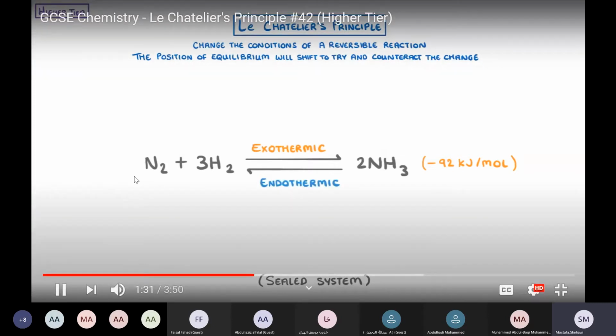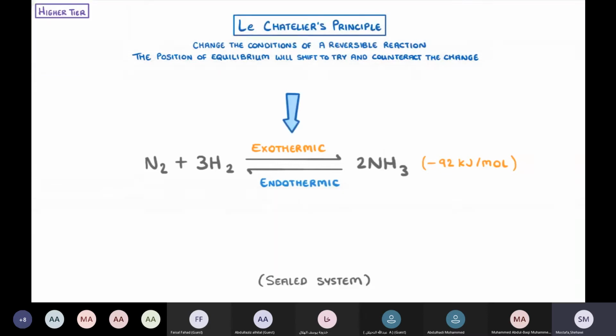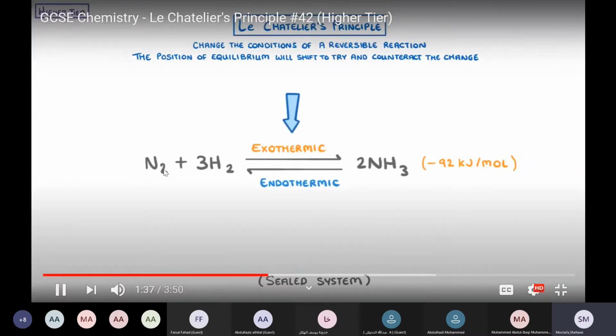For the sake of our example, let's imagine that the position of equilibrium starts off here in the middle. Again, minus means the reaction is exothermic. If we put minus here, this means it releases energy to the surroundings. So this is the forward reaction. And if we go to the backward, it must be the opposite of exothermic. This would be endothermic.